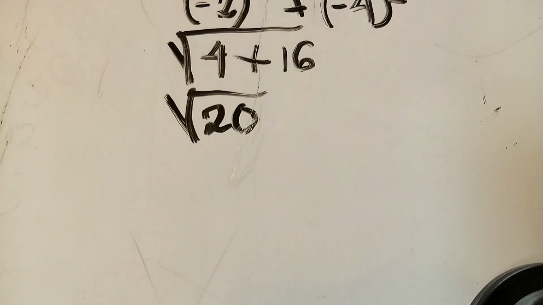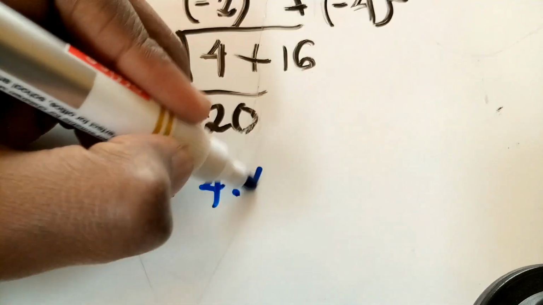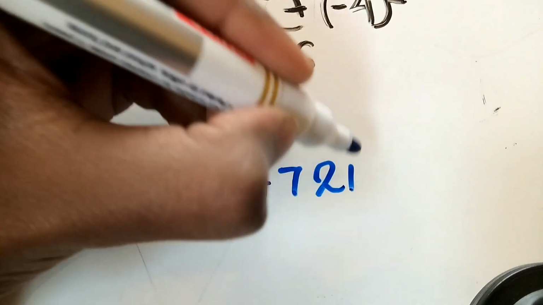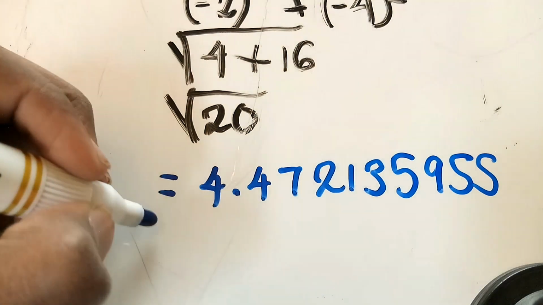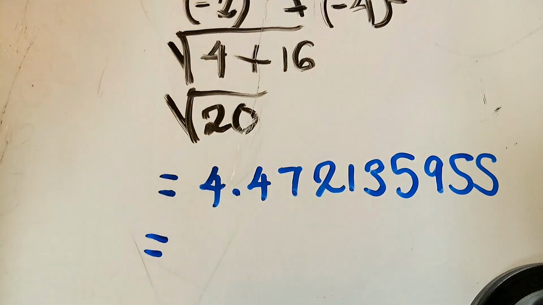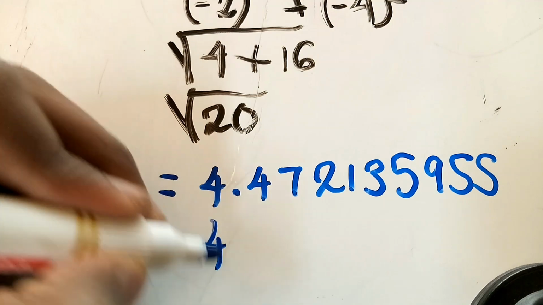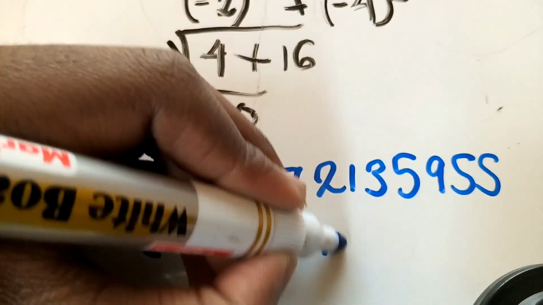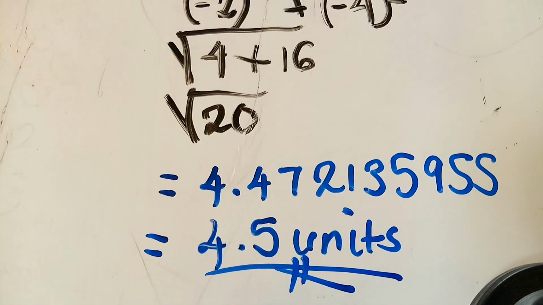When you're finding the square root of 20, we're going to use our calculator. So the square root of 20 will give us a decimal number of 4.47213595. So we're going to round this off to two significant figures, depending on what the question asks. If it says round off to 2 decimal places, we would do that, but I'll be rounding it off to 2 significant figures. So it will be 4.5 units. So that is the distance between the two points.